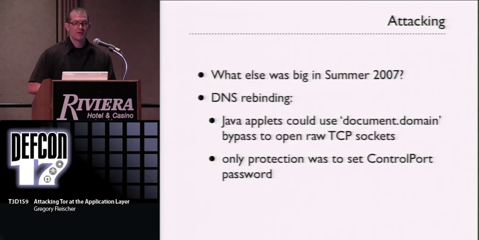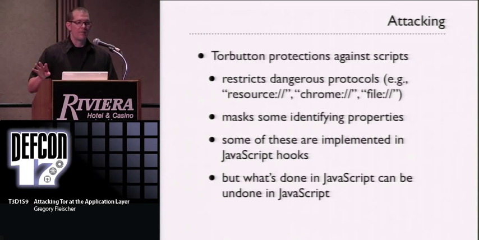But there was something else that was really big in summer of 2007, and that was DNS rebinding. And I mentioned before that the traditional DNS rebinding attacks against Tor didn't work too well. But we could use the document domain bypass to use Java to create raw socket connections. And at the time, Torbutton didn't block Java. So this was an extremely effective attack. So we moved on, and then we said, okay, well, the protection is to set a control port password. Don't allow empty passwords. And we'll get back to that in a little while.